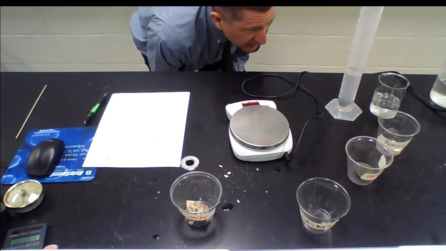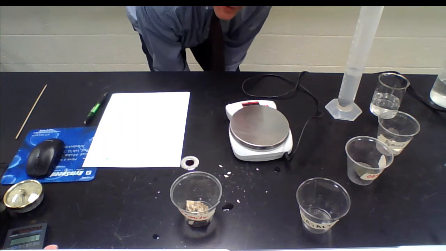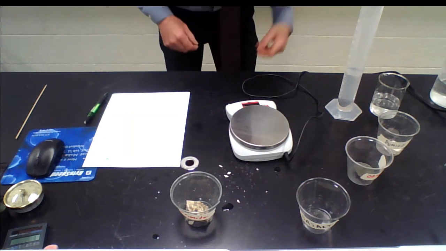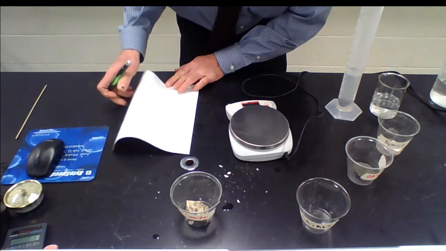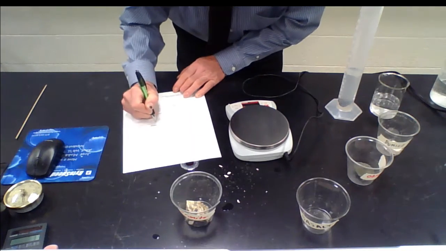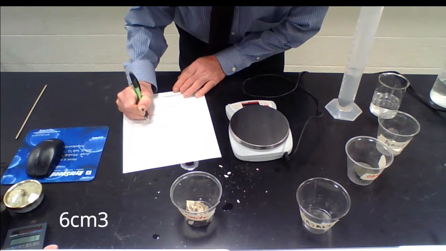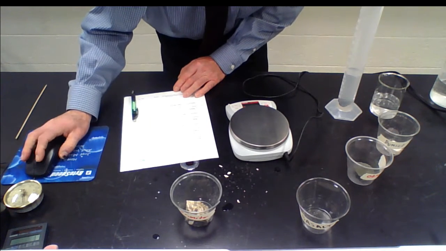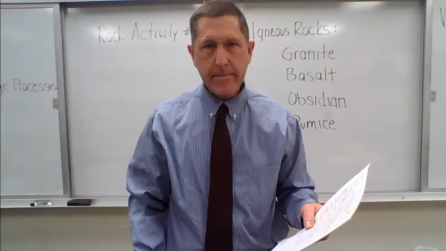From 100 milliliters, this went up to 106 milliliters. At 106 milliliters, we have a difference of 6 milliliters. I'm going to write down 6 cubic centimeters for the volume, 6 cm to the third. Okay, I'm going to clean these up and I'll be right back.